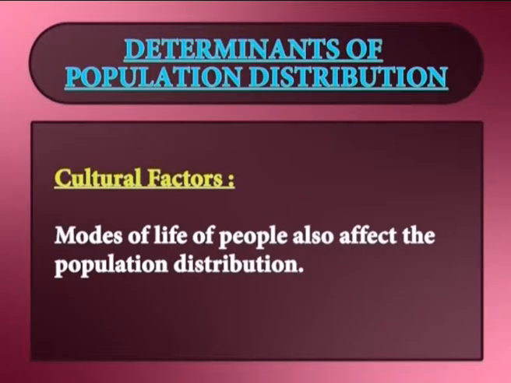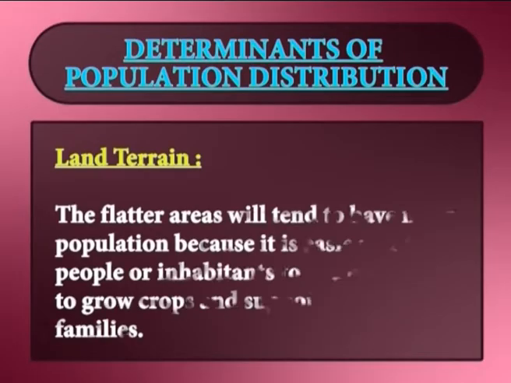Cultural factors. Modes of life of people also affect the population distribution. The density of population is low in equatorial forests and deserts because the nomadic tribes that live in these regions are often engaged in food gathering to support their families. It may also be that the place holds some kind of religious significance, so that more people want to reside in such areas.